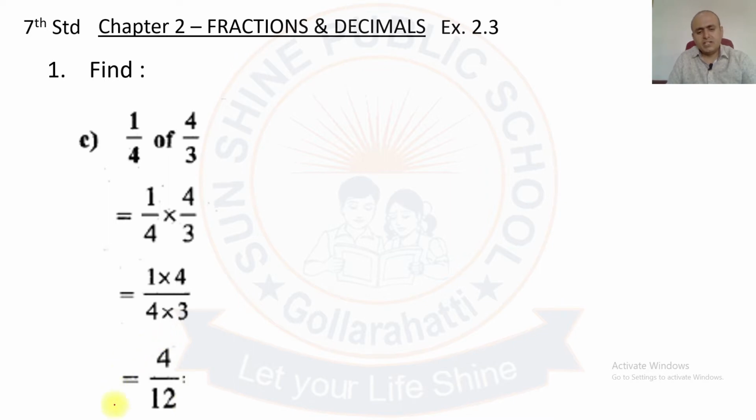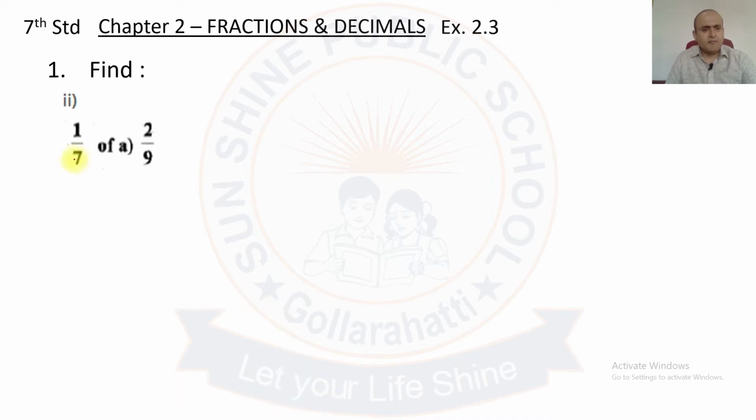Now you can simplify this 4 by 12 to the simplest form. This 4 by 12 we can divide by the same number. 4 1s are 4, 4 3s are 12. Therefore the answer is 1 by 3. Therefore 1 by 4 of 4 by 3 is 1 by 3.